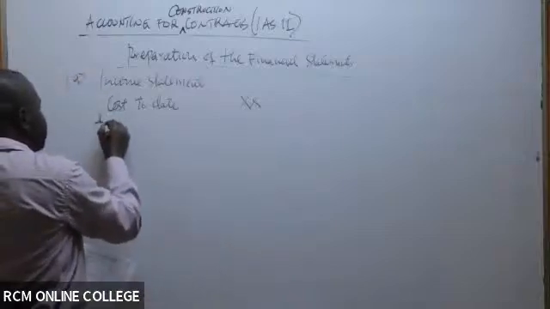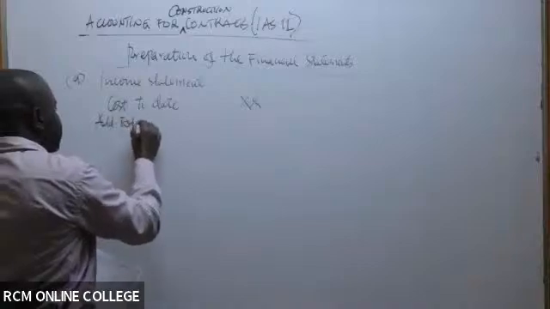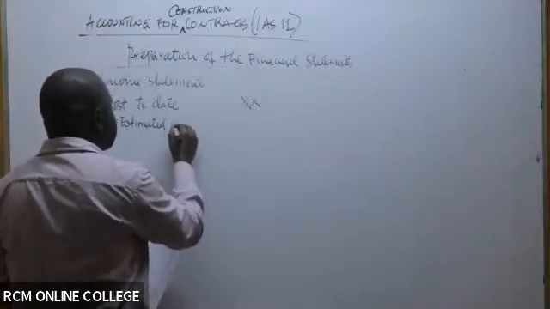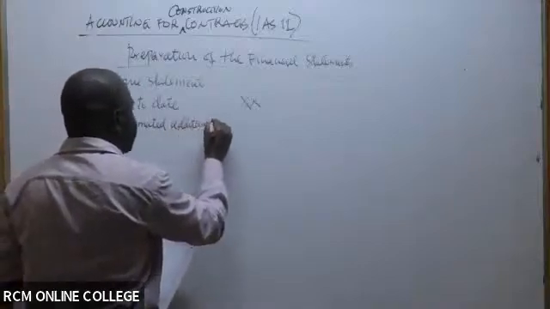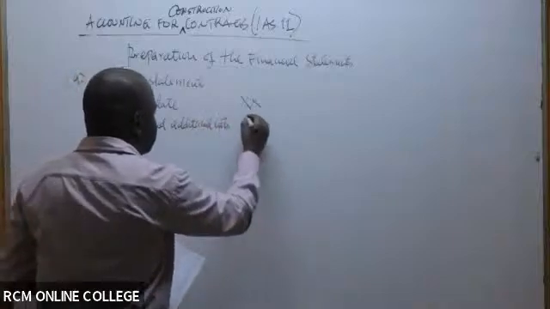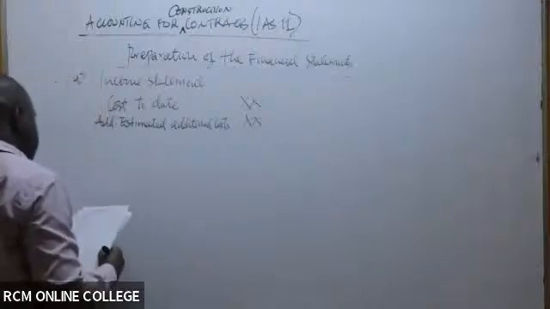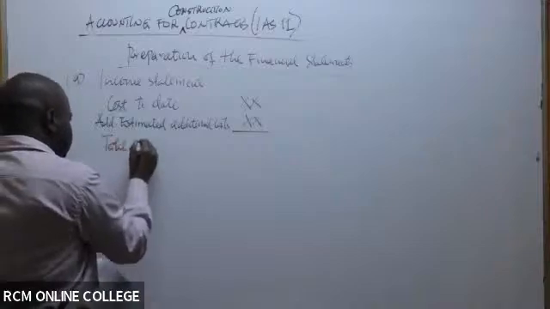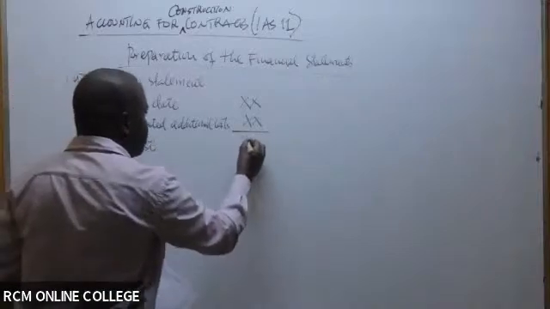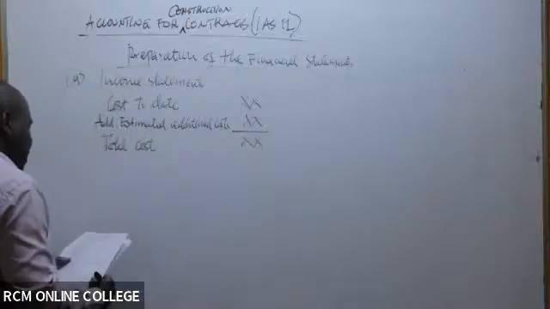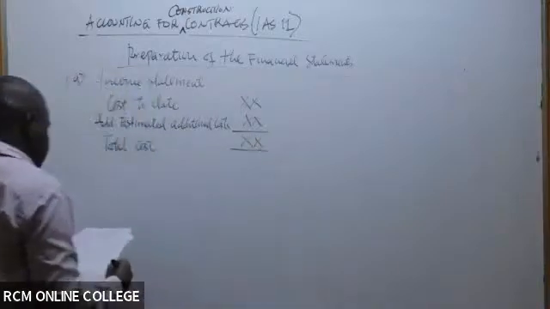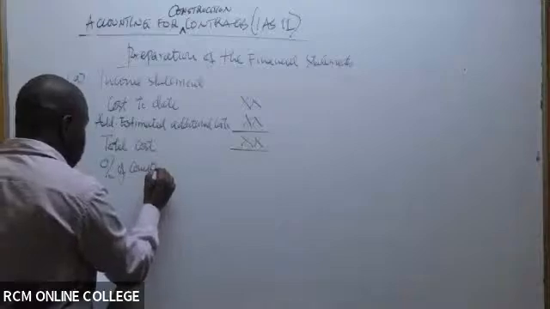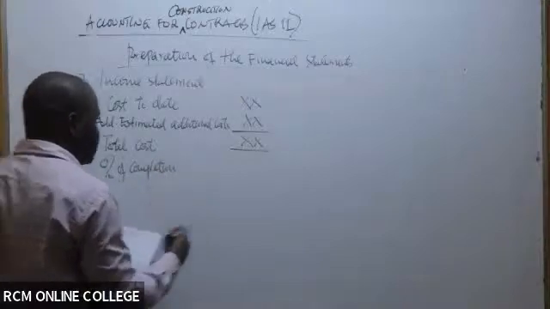You add estimated cost to completion, estimated additional costs. You add it there. Then in this case, you'll be able to get the total cost. You get the total cost. So this is what will help you to get what you're calling the percentage of completion.